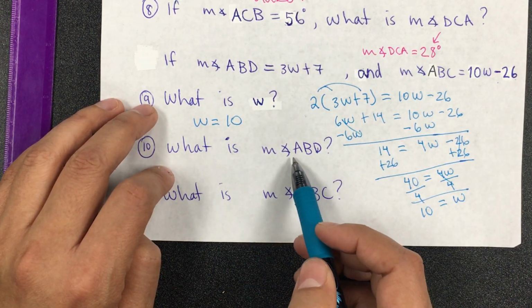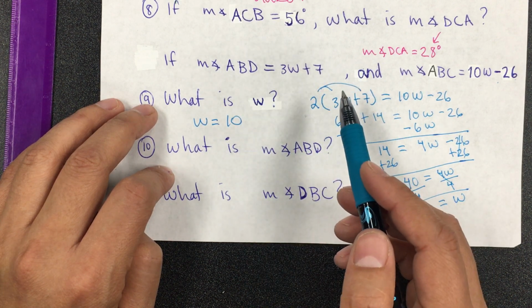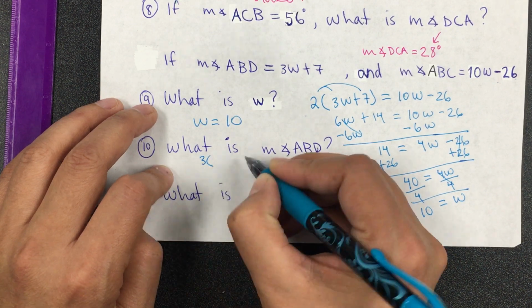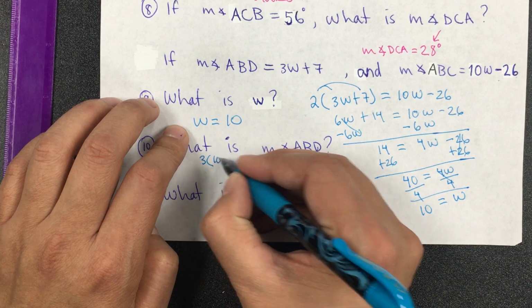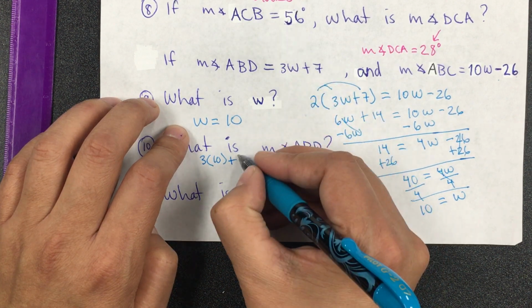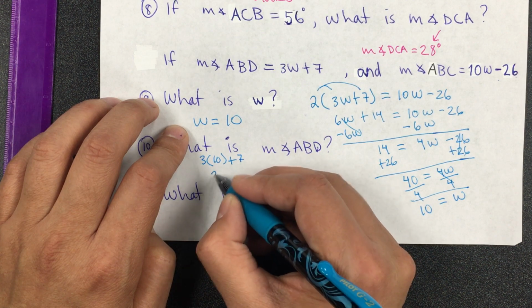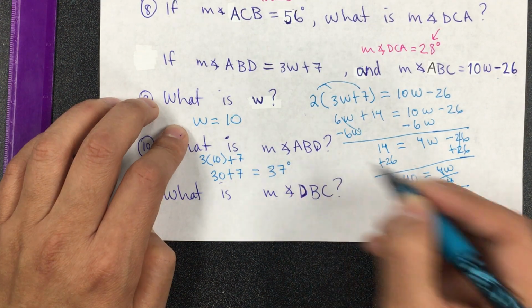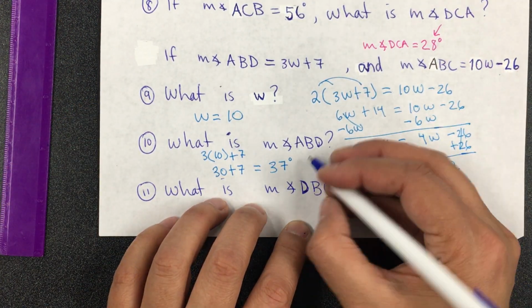What is measurement of angle ABD? So ABD is this part right here. Okay, so it's 3W plus 7. 3, but W, we know that it's 10. So we put times 10 plus 7. 3 times 10 is 30, plus 7 gives me 37 degrees. And so in here, I'm going to put this as measurement of angle ABC.